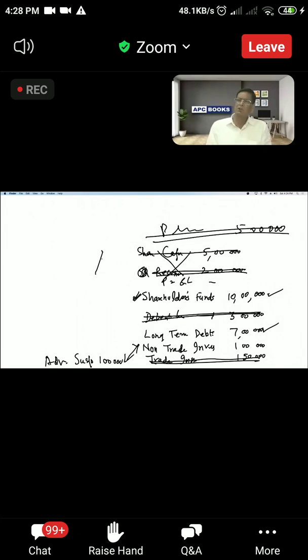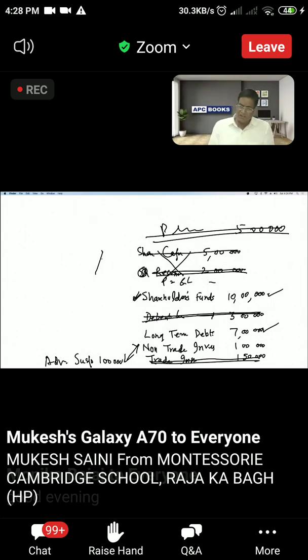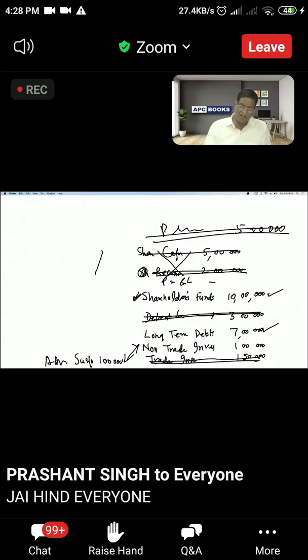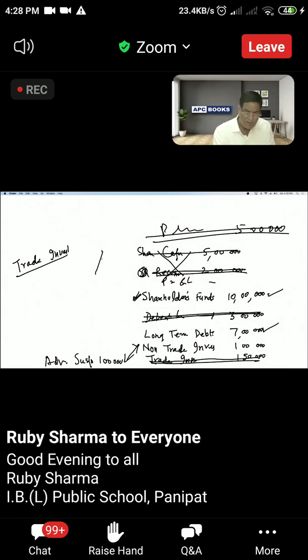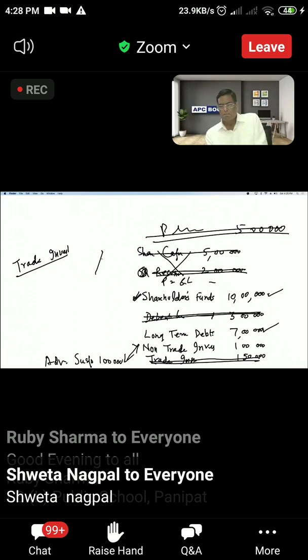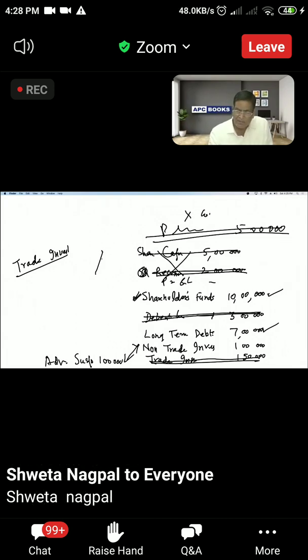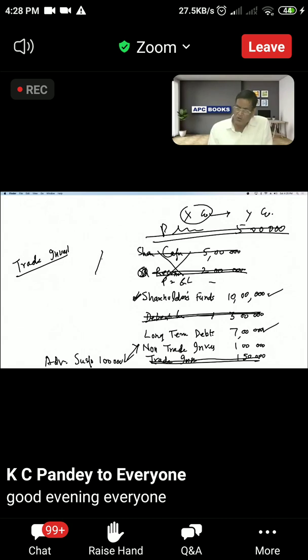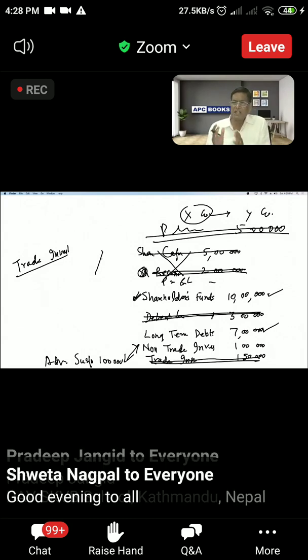Then a student may put a question to you: why, sir, why are trade investments not deducted? Non-trade investments are deducted, but trade investments are not deducted. What are trade investments? Suppose our company is X company. There is a Y company also, which is a competitive company. They are our competitors.